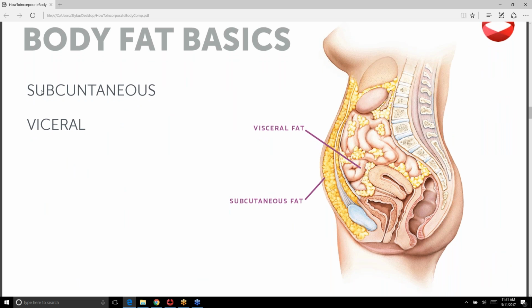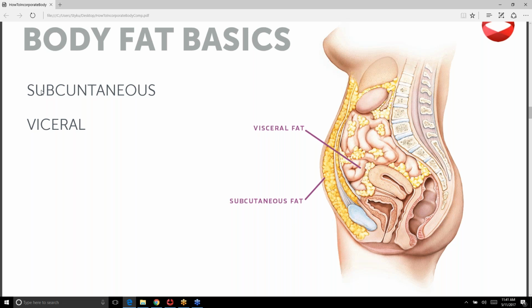There are really two parts to body fat, right? And those are obviously subcutaneous fat and visceral fat. Now, in short, subcutaneous fat is the fat right underneath the skin, and the visceral fat is the fat that's between the organs or around the organs.